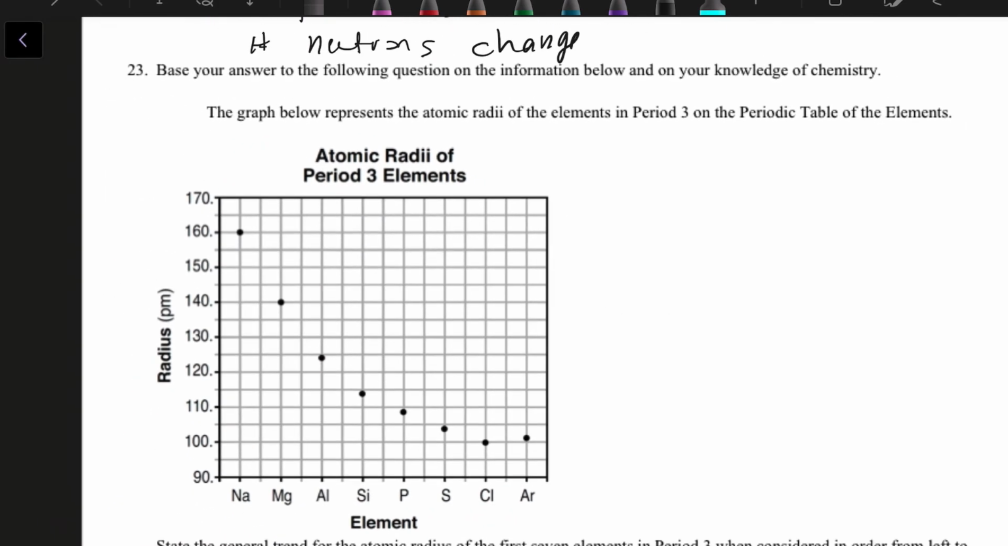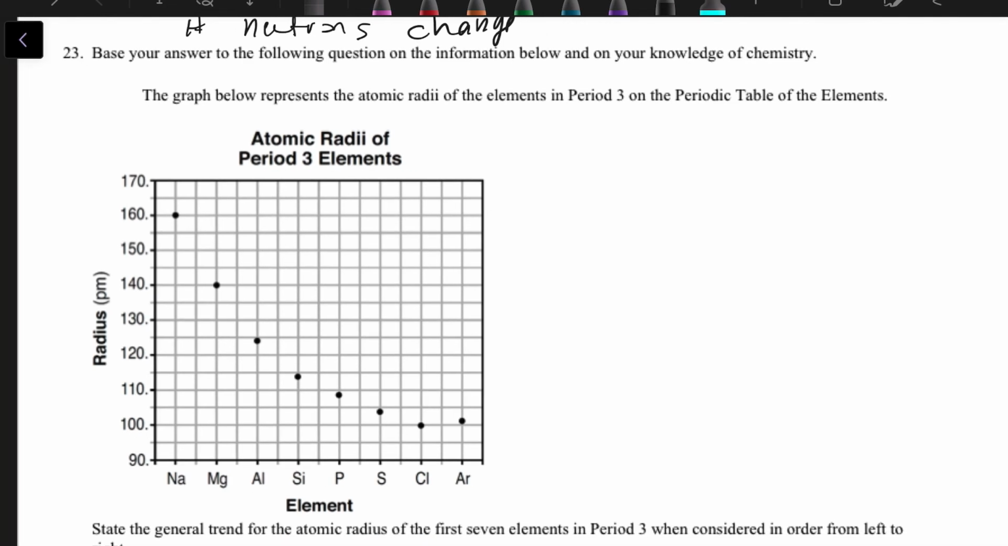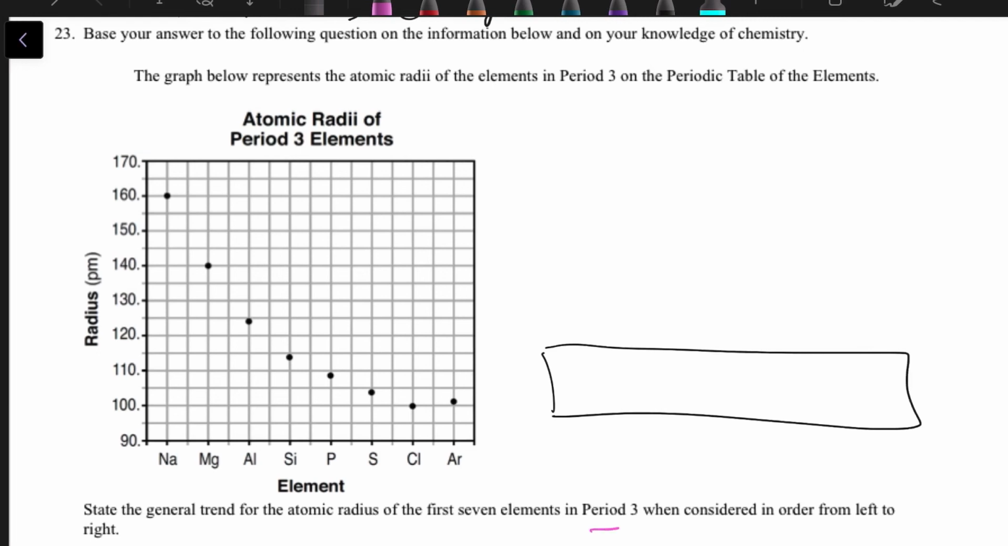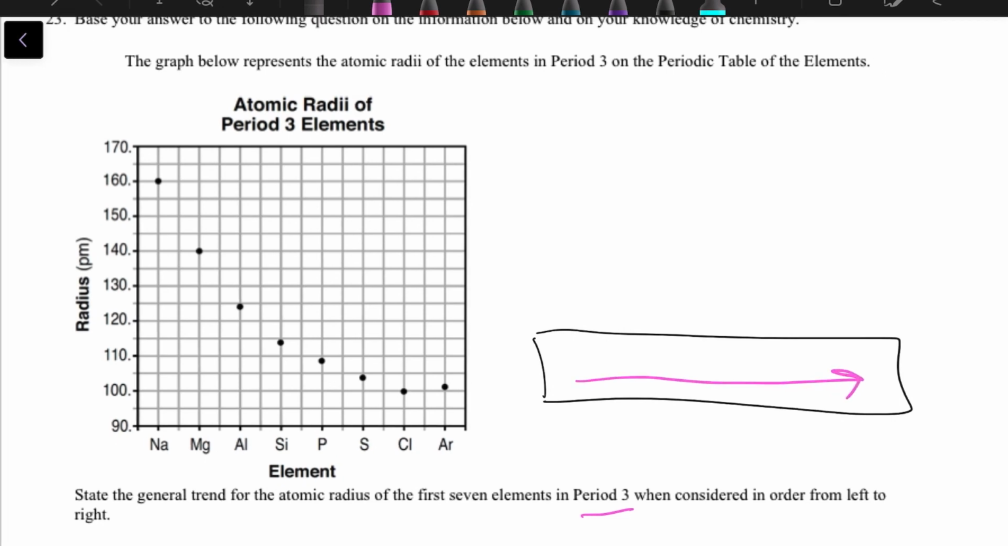Okay. Number 23, state the general trend of atomic radius in the first 7 elements in period 3 when considered in order from left to right. So there's a few ways you can approach this question. 1, you can literally just look at the data given you. 2, you can use table S. For any periodic trend question, in case you don't remember what the shortcut is, table S has all of the information. Again, for a period, we're going across that way.